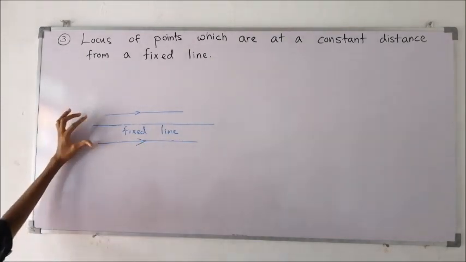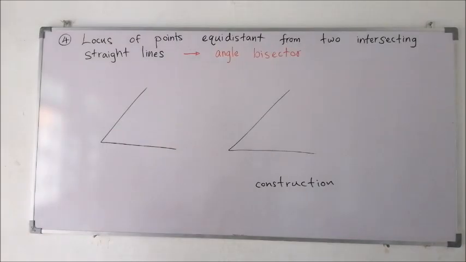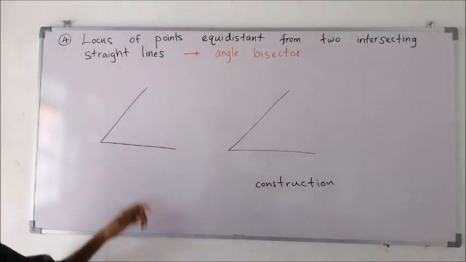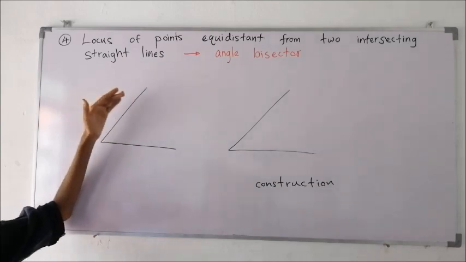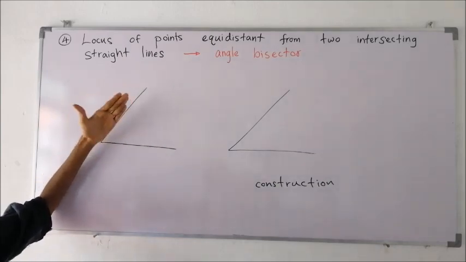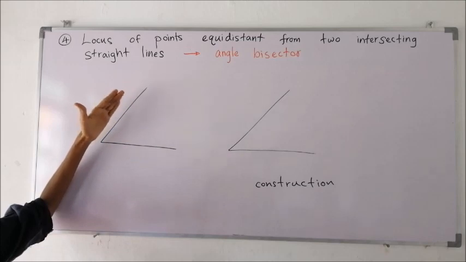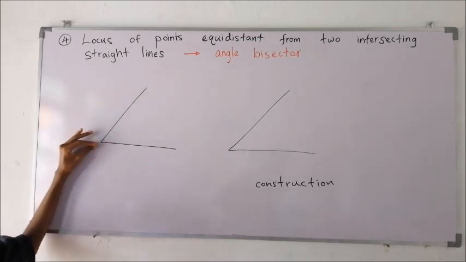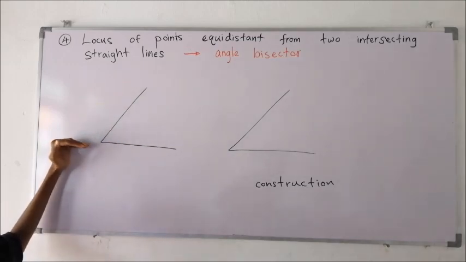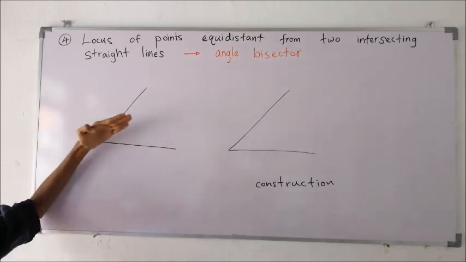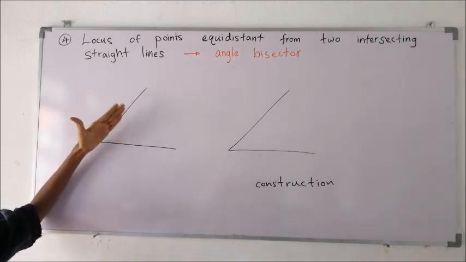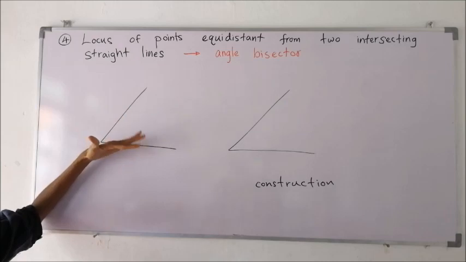So these two are the two loci. Now children, the fourth locus, the locus of points equidistant from two intersecting straight lines. There are two straight lines which are intersected here. We are going to draw the locus of points equidistant to these two straight lines.